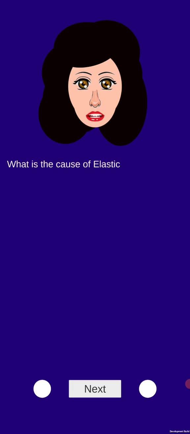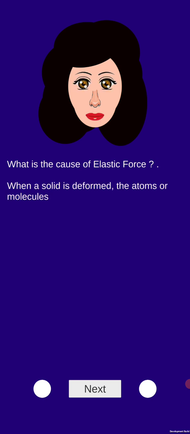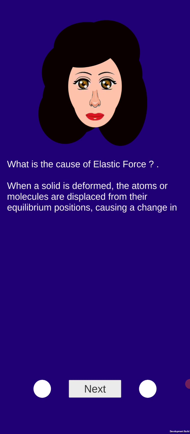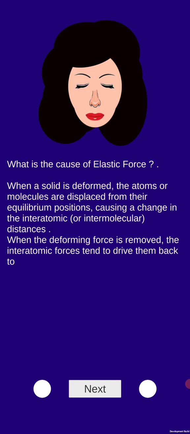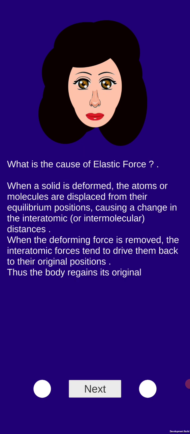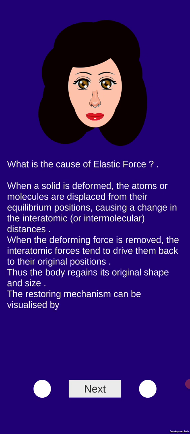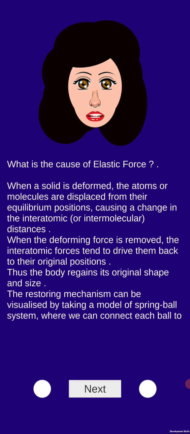What is the cause of elastic force? When a solid is deformed, the atoms or molecules are displaced from their equilibrium positions, causing a change in the interatomic or intermolecular distances. When the deforming force is removed, the interatomic forces tend to drive them back to their original positions. Thus the body regains its original shape and size. The restoring mechanism can be visualized by taking a model of a spring-ball system, where we connect each ball to its neighbors by springs.